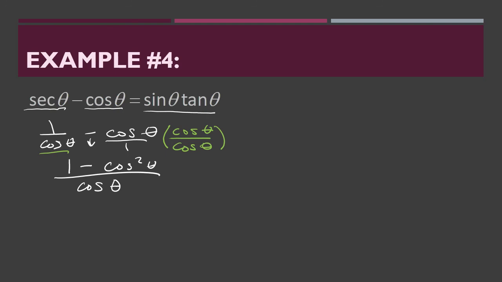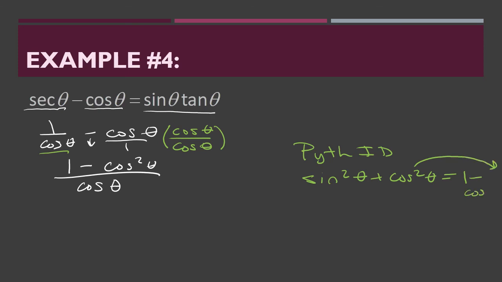So now I'm looking, and I have a 1 minus cosine squared theta. And if I look at my Pythagorean identities, I have a Pythagorean identity that says the sine squared of theta plus the cosine squared theta equals 1. However, I can very easily take this cosine squared theta over here and subtract it. So now I know that that 1 minus cosine squared theta is actually sine squared theta.